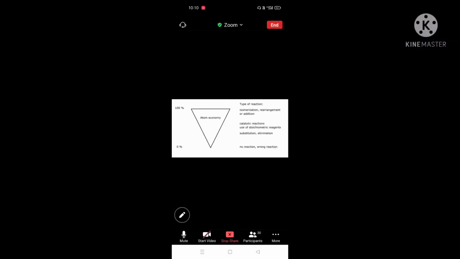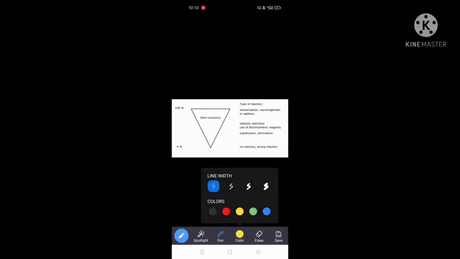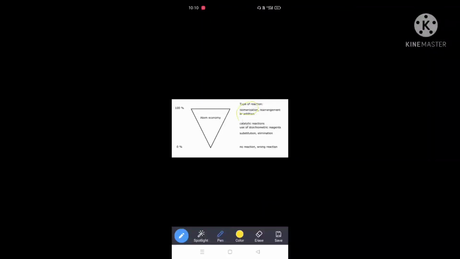So some of the types of atom economic reactions. Here we take isomerization, rearrangement reactions, and addition reactions. These three reactions are atom economic reactions. First of all, consider isomerization, the rearrangement reaction and the addition reaction as atom economic reactions.